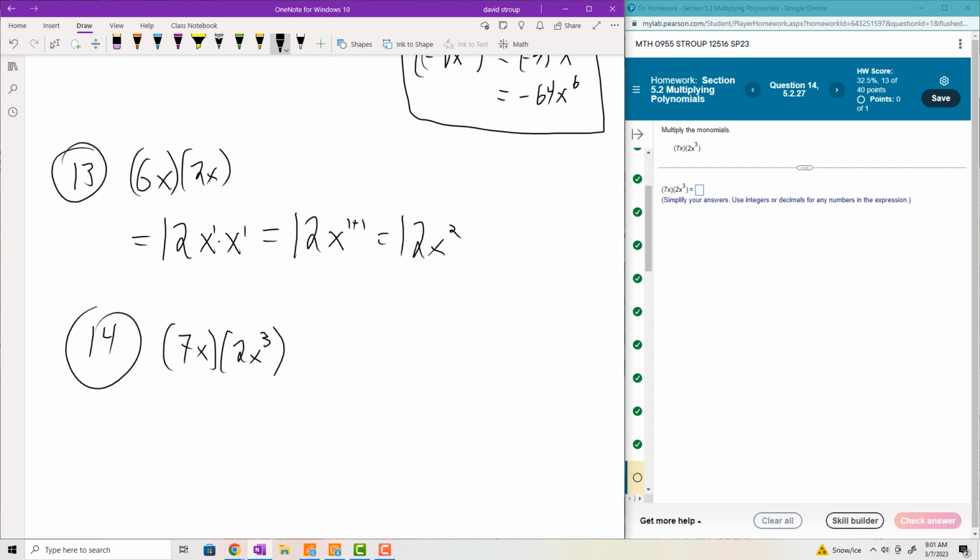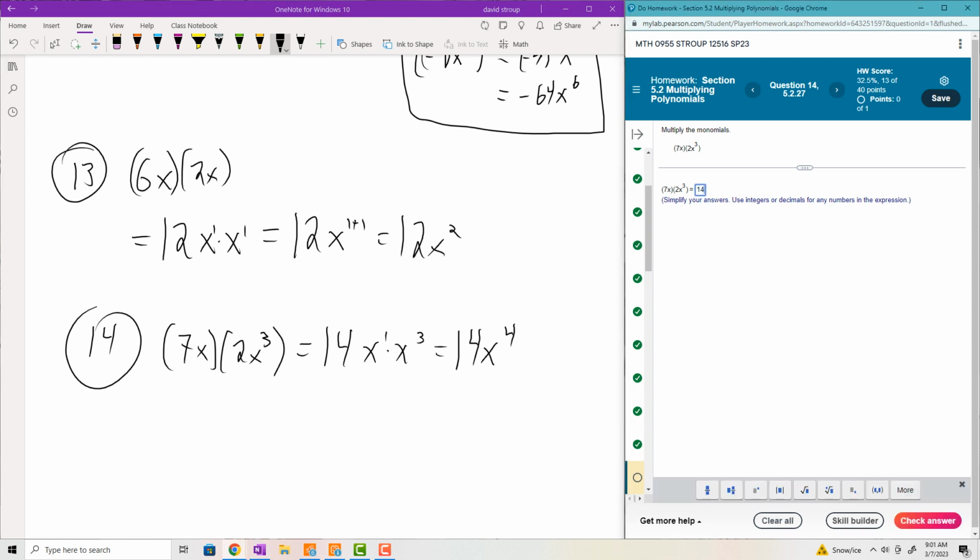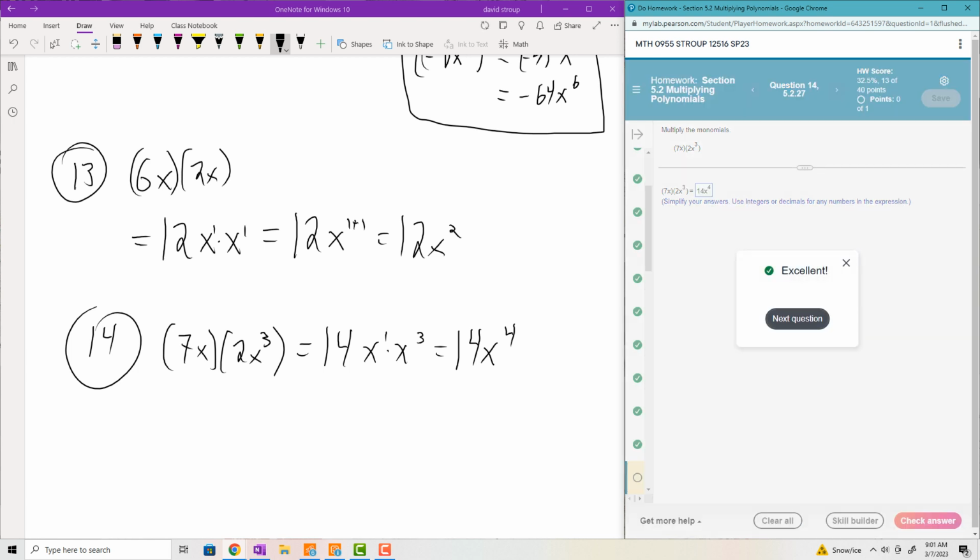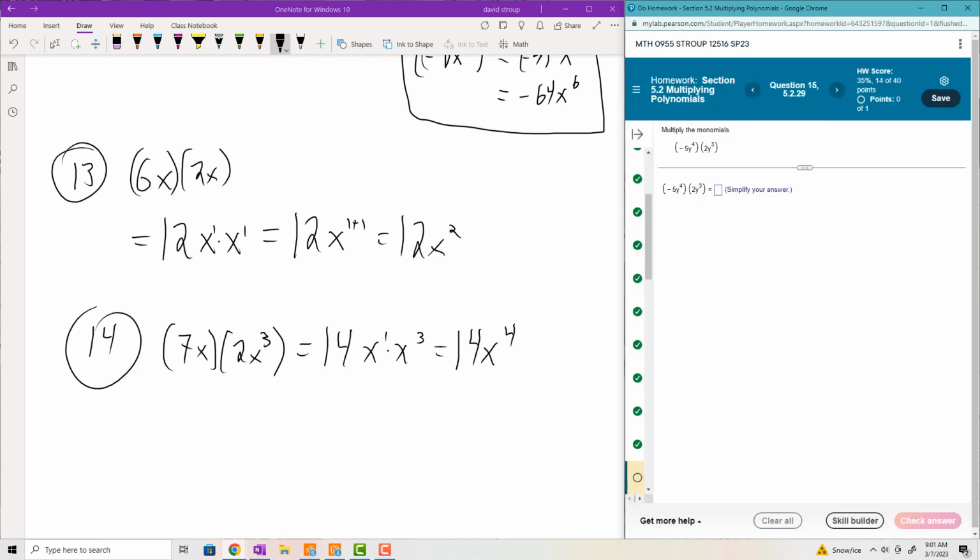7x times 2x cubed. 7 times 2 is 14, and then we have x times x cubed. And again, the exponent on x is just x to the first power. It's just a 1. So you have 14x to the 1 plus 3 is 4. And it's basically, you do a lot of these in your head. So negative 5 times 2 is negative 10. And then y to the 4 plus 3 is 7.